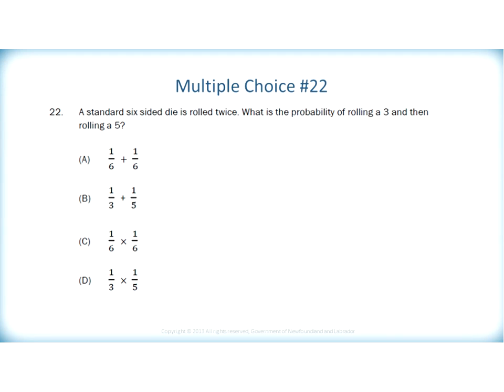On a standard 6-sided die, which is rolled twice, what is the probability of rolling a 3 and then a 5? So you want these 2 events. This is the probability of independent events, since rolling a die twice gives 2 independent events. It's independent.